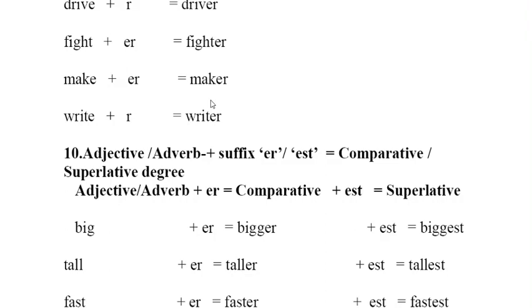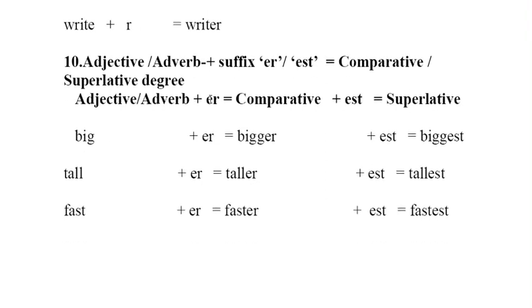Well, now let's start rule 10. It says with an adjective or adverb, suffix er or est is added and the words become comparative or superlative degree. For er, comparative; for est, superlative. Like big plus er, bigger. But if it is est, then biggest. Tall, taller, tallest. Fast, faster, fastest.